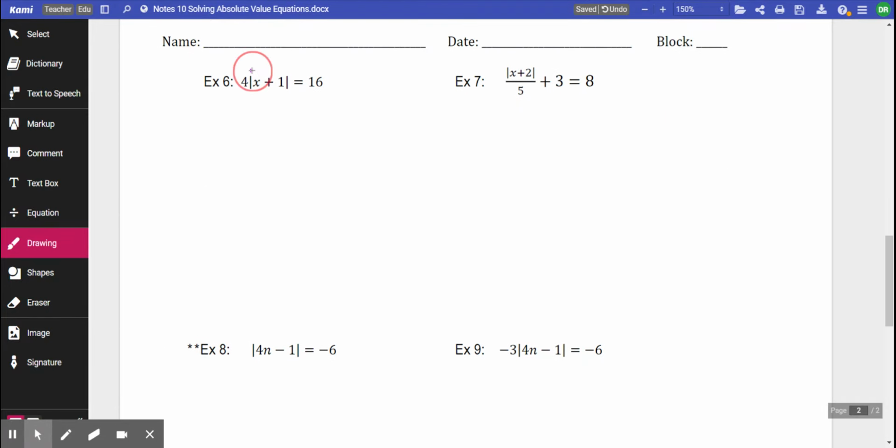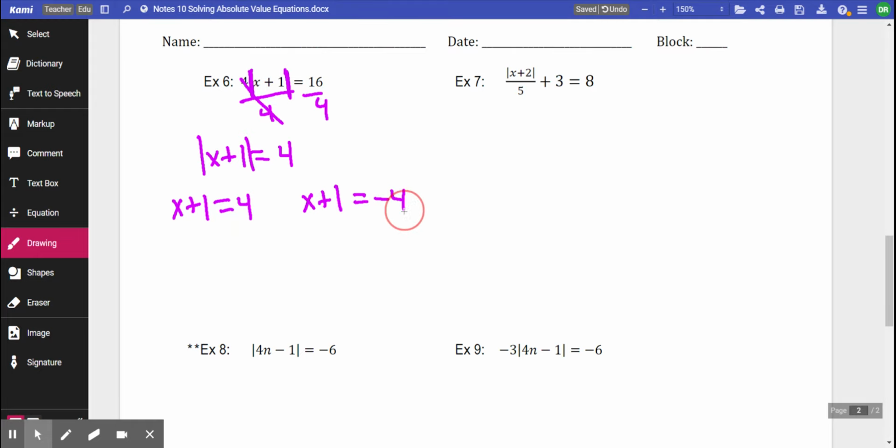All right, once again, this one, our absolute value bars are not by themselves. We're multiplying by 4, so we're going to need to divide both sides by 4. So these cancel, leaving us with the absolute value of x plus 1 is equal to 16 divided by 4, which is 4. So now that the bars are by themselves, we're going to take what's inside, x plus 1, and write it twice. We're going to set it equal to 4. We'll also set it equal to negative 4.